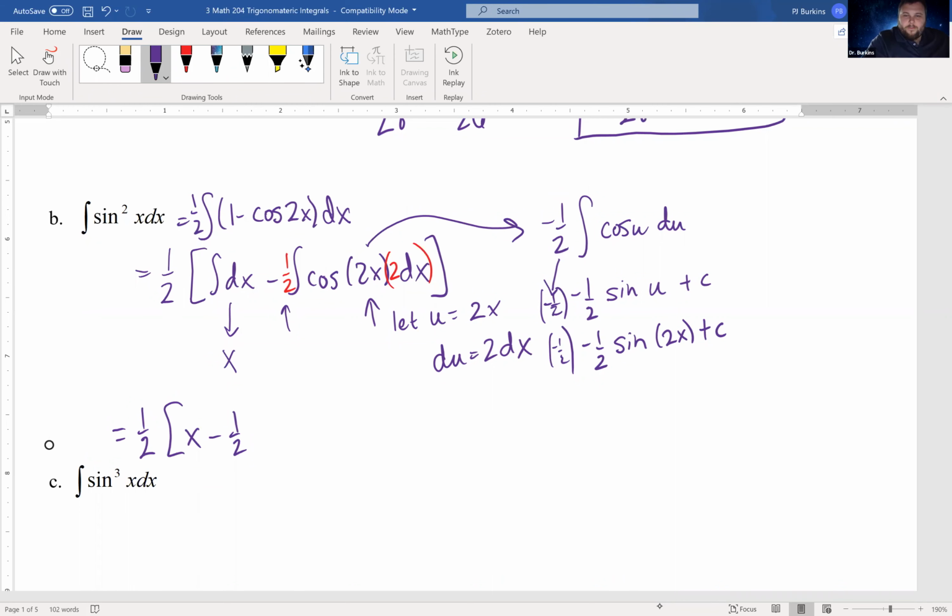Let's see, hold on. We'll need 2 minuses. There we go. Right, there was already a negative 1/2 in front. Oh, that's what I did. Let me just take the negative away.